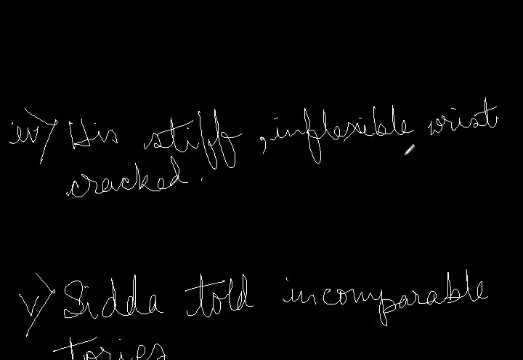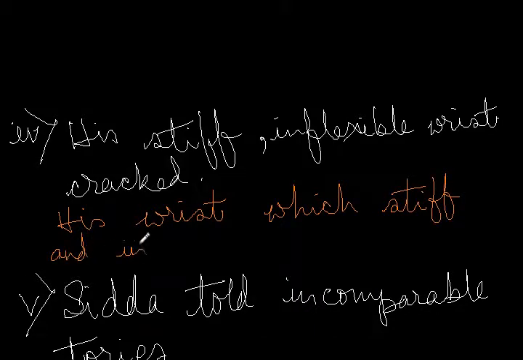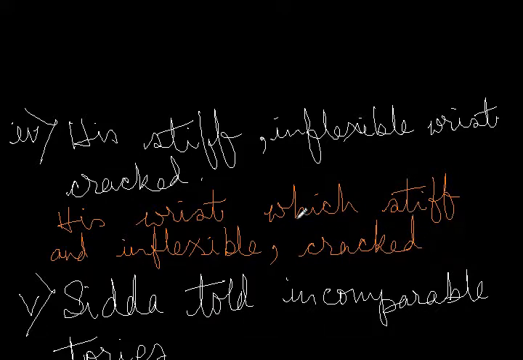His stiff, inflexible wrist cracked. Again, this is pretty much similar to the previous sentences. His wrist, which was stiff and inflexible, cracked. So the main clause is his wrist cracked, and the subordinate clause is which was stiff and inflexible. So again, we have got a complex sentence.